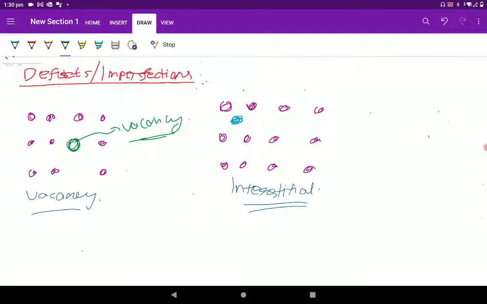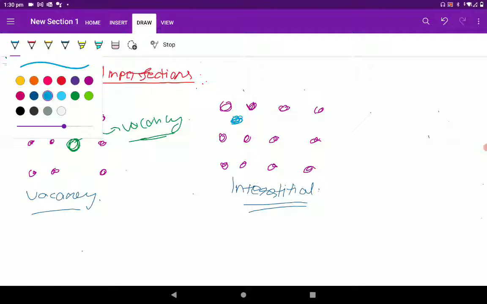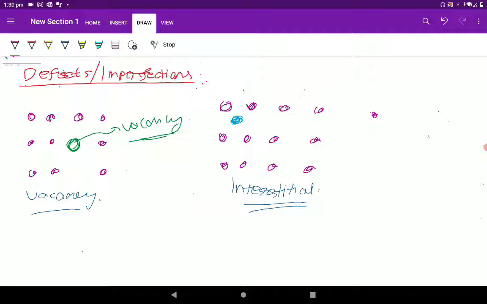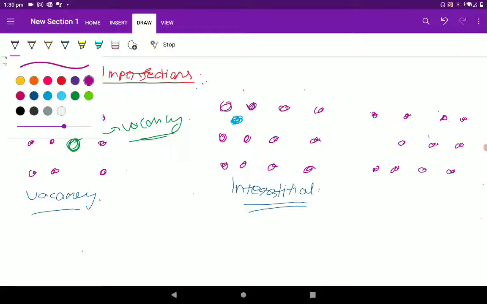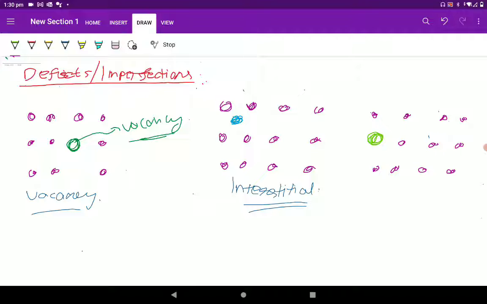Now if an atom of a different size is present, suppose the atoms have one specific size and one extra atom is present of a different size, we call it a substitutional impurity. Suppose there are atoms here of similar size, and one extra atom is present here with a bigger size in comparison to the other atoms, so we call this a substitutional impurity, or substitutional defect.